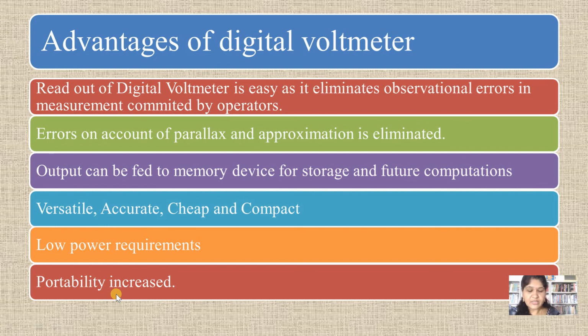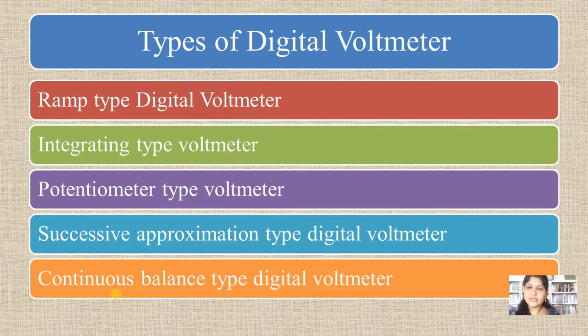Now next we'll study the types of digital voltmeters available to us. These are the 5 types of digital voltmeters: ramp type digital voltmeter, integrating type voltmeter, potentiometer type voltmeter, successive approximation type digital voltmeter, and continuous balance type digital voltmeter. So all these are the various digital voltmeters operating on various techniques.